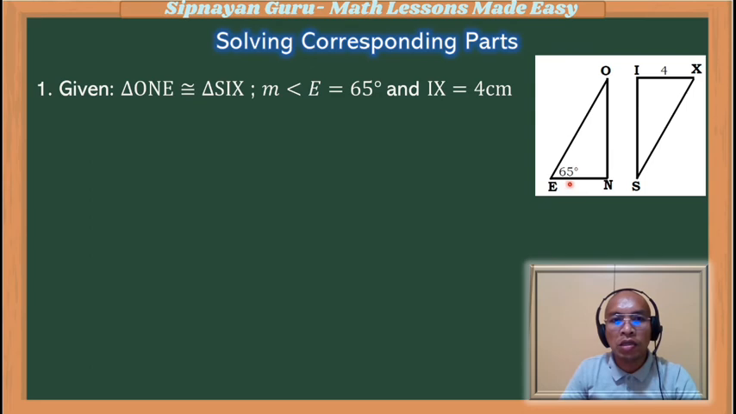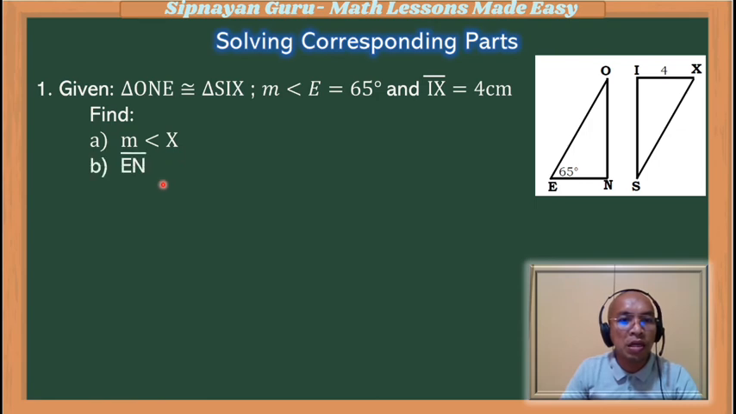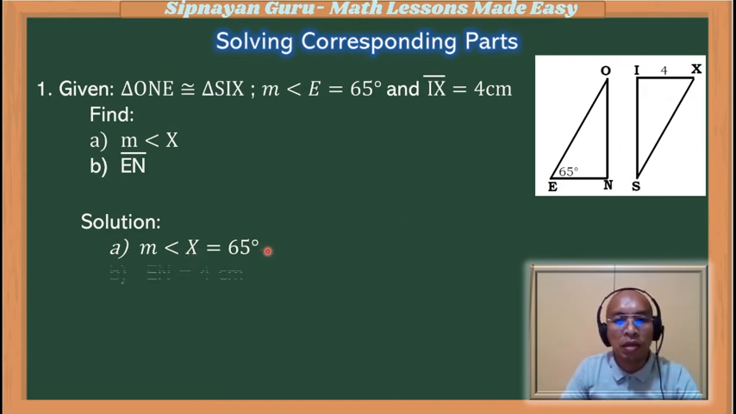Triangle ONE is congruent to triangle SIX. The measure of angle E is 65 degrees and side IX is 4 centimeters. We're asked to find the measure of angle X and the segment EN. As you all know, these two triangles are congruent, so angle E corresponds to angle X. Therefore, the measure of angle X must be 65 degrees. And the measure of side EN is 4 centimeters, the corresponding side of IX.